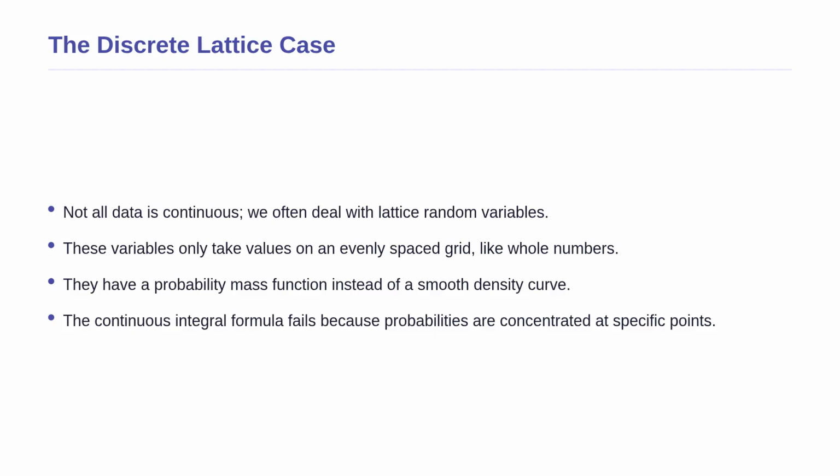But what if our data is not continuous? Often we deal with lattice random variables. A lattice random variable is one that only takes values on an evenly spaced grid, such as whole numbers. Think of the number of cars passing a toll booth. For these discrete variables, we do not have a smooth probability density function. Instead, we have a probability mass function, which is a list of exact probabilities for separate outcomes. The continuous integral formula from earlier would fail here because the probabilities are concentrated at specific points rather than spread out. We need a new tool.